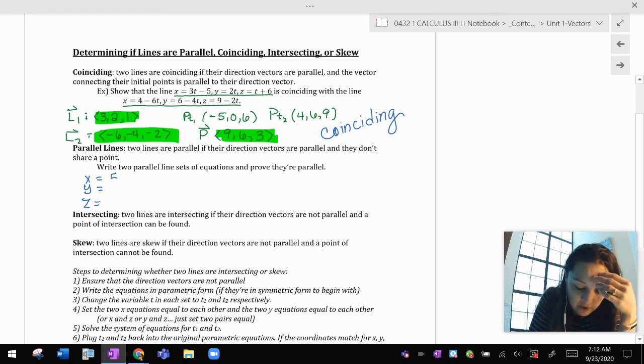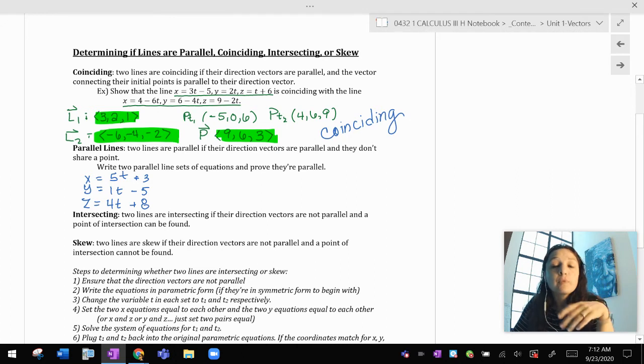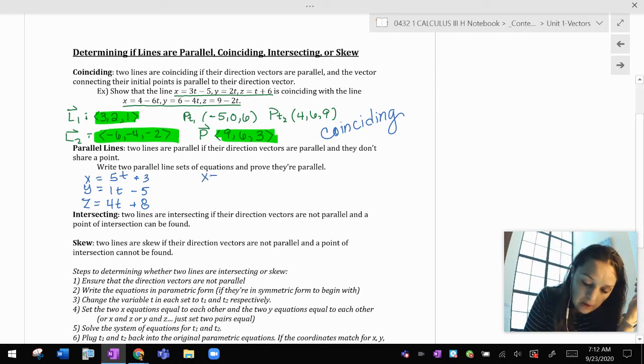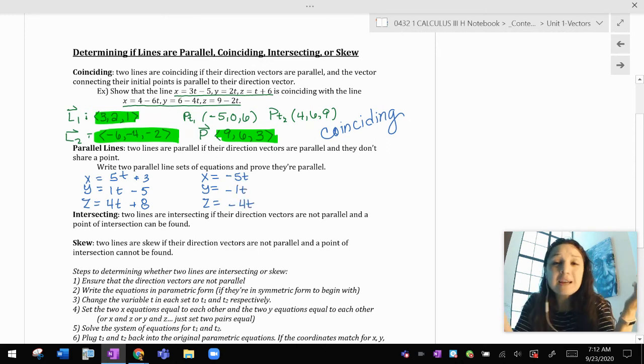So let's call this vector, 5, 1, 4 is going to be my direction vector. And +3, -5, +8. Sure. There's a line. If I want a line parallel to that, my coefficients of t either need to be exactly the same or constant multiples of the previous one. X equals, Y equals, Z equals 5, 1, 4. Let's make the next one -5, -1, -4. And let's make the next one have an initial point of 0, 0, 0.